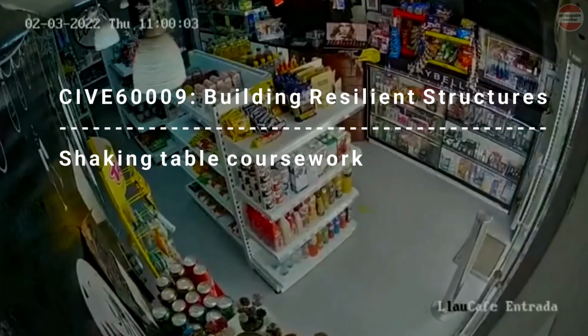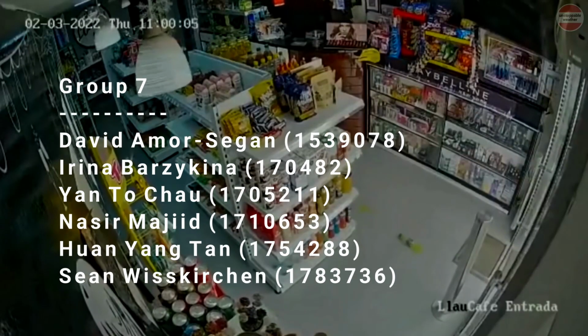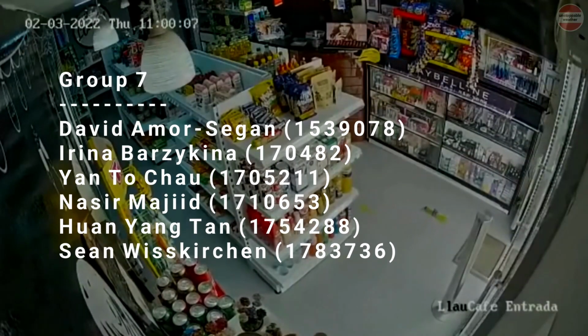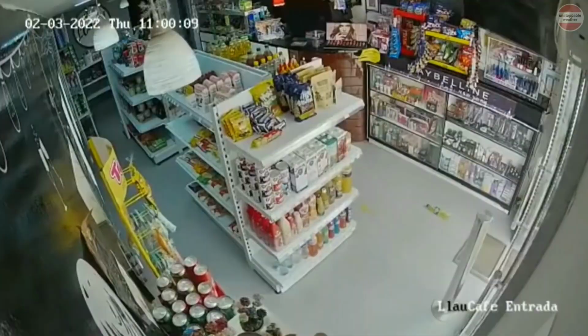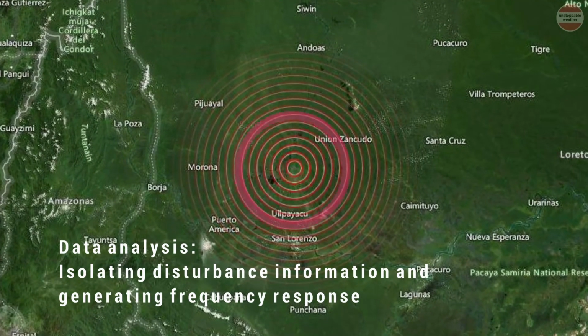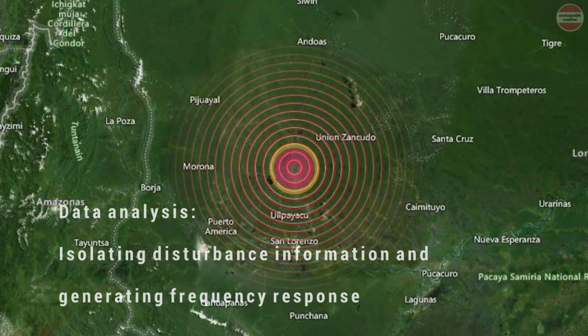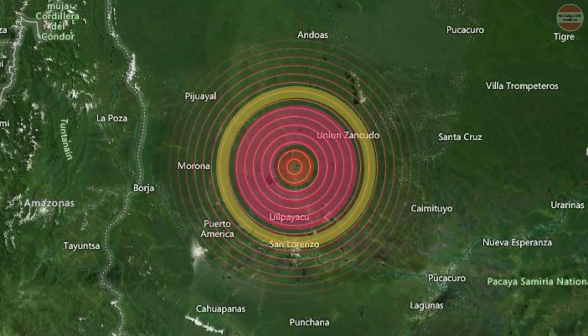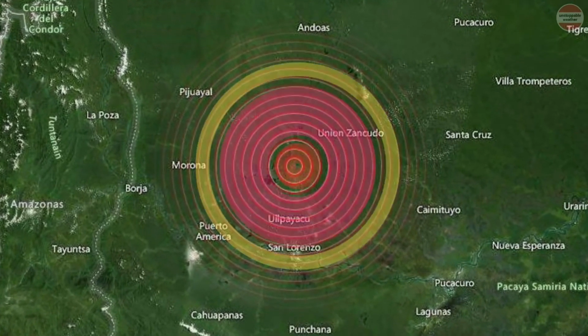The process of engineering the design of a structure can be broken into 3 key steps: data analysis, ideation, and the CAD phase. The first step to deriving the response of a structure was to isolate relevant disturbance information from the available dataset, namely the accelerations in the north-south direction.